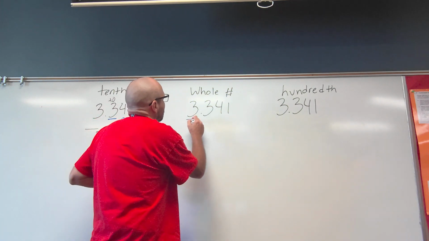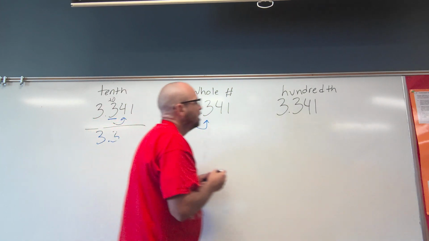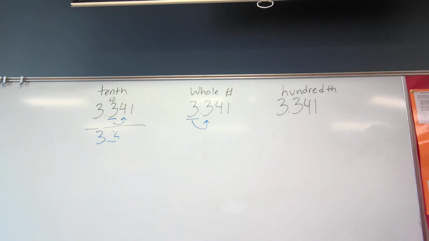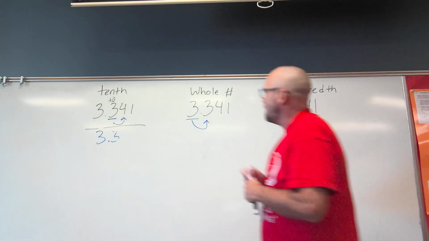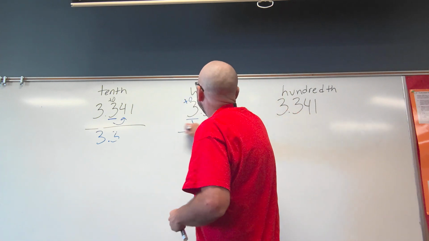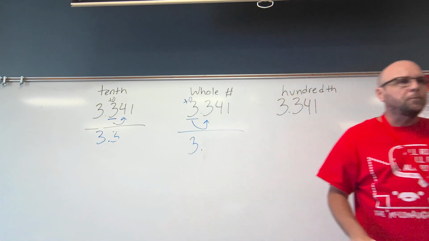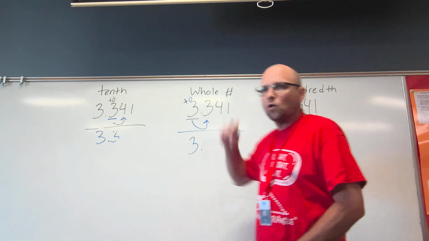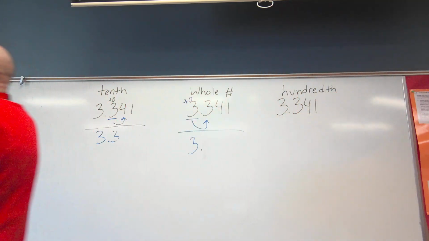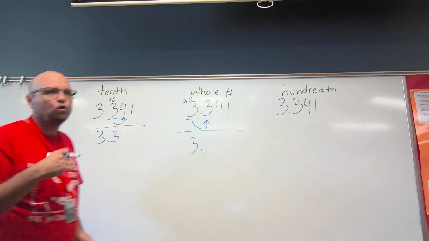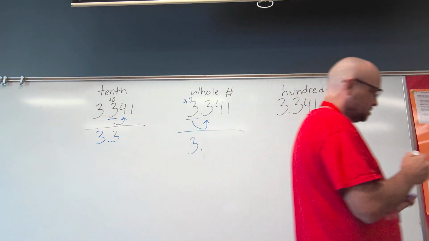And so I'm going to look behind it. Am I going to add 1 or am I going to add 0 to the ones place? I'm going to add 0. And so that becomes 3. I can leave it as 3. I can make it 3.0, 3.00, or 3.000, and it's not going to change the value. I promise.